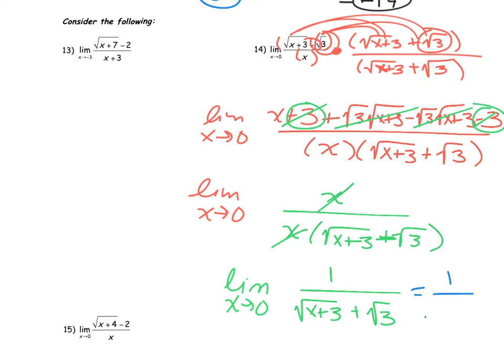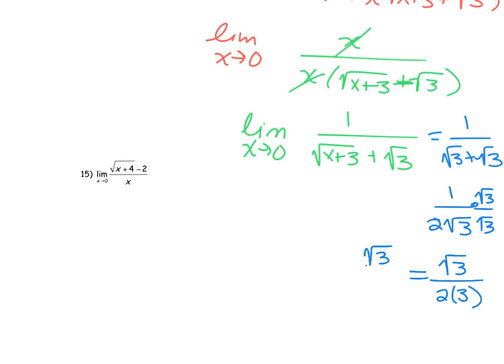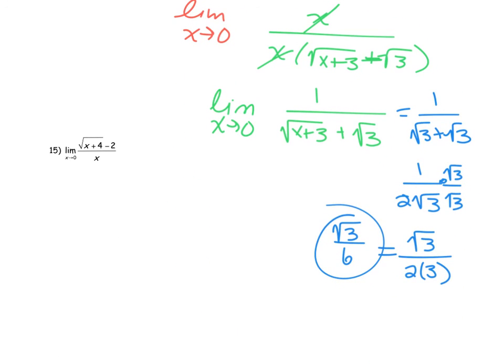So I'll have 1 over rad 3 plus rad 3, which really is just 1 over 2 rad 3. And if I rationalize this by multiplying top and bottom by radical 3, you guys are like, oh my gosh, when does it end? I know, there's a lot of steps here. You'll end up with rad 3 all over 2 times 3, which is 6. So in the end, we get rad 3 over 6 is our final answer. So again, we went from being in indeterminate form for this problem to now my limit as x approaches 0 is really rad 3 over 6.